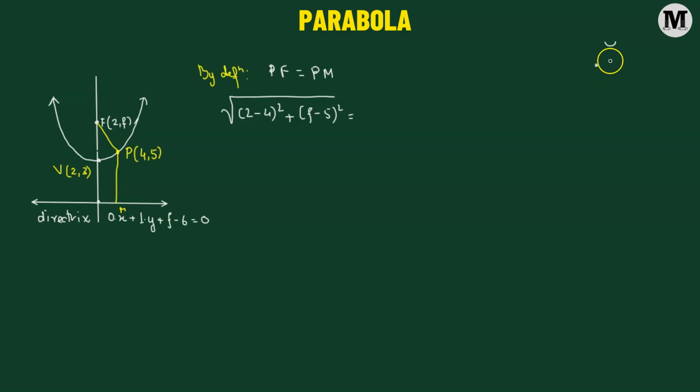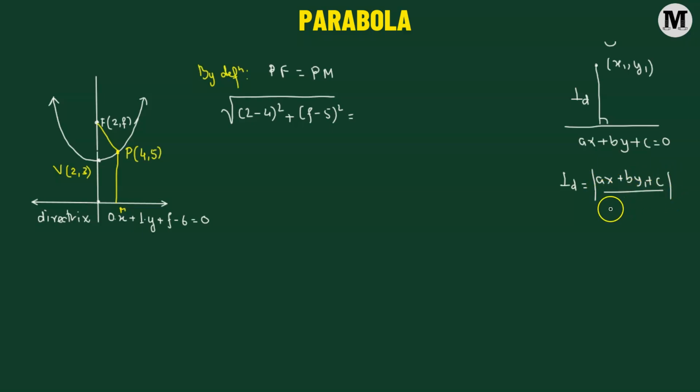Let's say we have a point with coordinates x1, y1. Then we have a straight line which is given by the equation ax plus by plus c equals 0. Now from this point, if we drop a perpendicular line on the straight line, then this perpendicular distance d will be given by the absolute value of ax1 plus by1 plus c divided by the square root of a squared plus b squared. So here we'll use this formula.